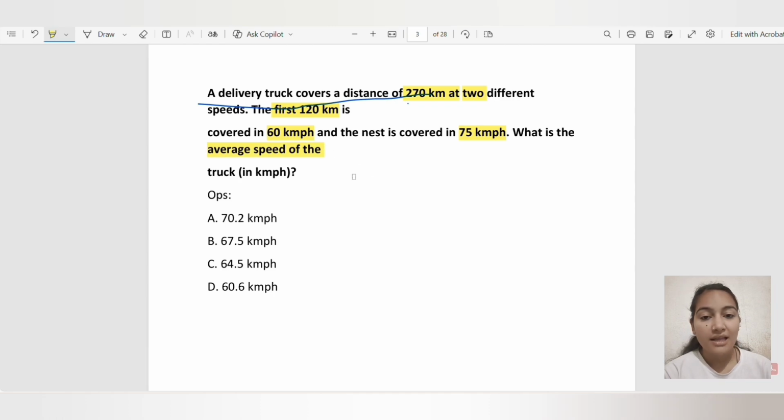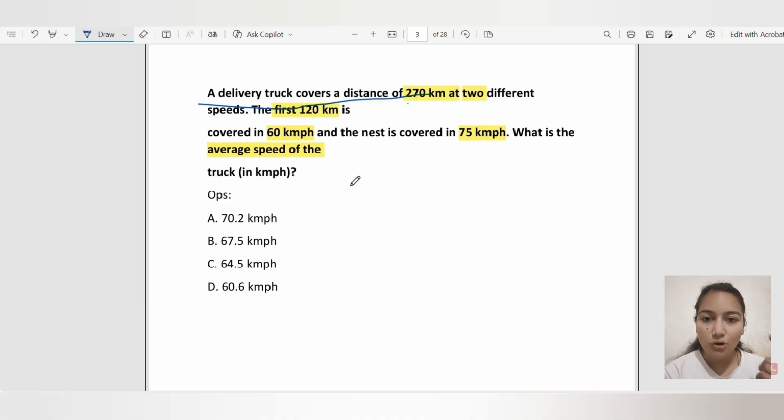So we have to find the average speed, and by reading itself, the average speed formula should appear in your mind. So what is the formula for average speed? Total distance upon total time. We want the total distance, which is given in the question, 270 km, and we want the total time to get the average speed, but we don't know the total time.